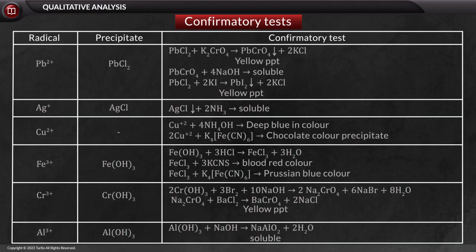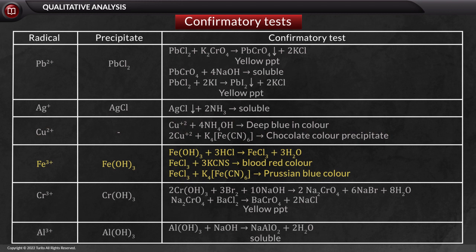Let us see the confirmatory tests. For this, we can take the precipitate or the product of group analysis or the compound itself for performing the test. First is lead chloride PPT, which gives a yellow precipitate with both potassium chromate and potassium iodide. The yellow PPT of lead chromate is soluble in NaOH solution. Next is AgCl, which is soluble in ammonia solution. For cupric ion, when its salt is added into ammonia solution, a deep blue color solution is obtained. While potassium ferrocyanide gives chocolate color precipitate.